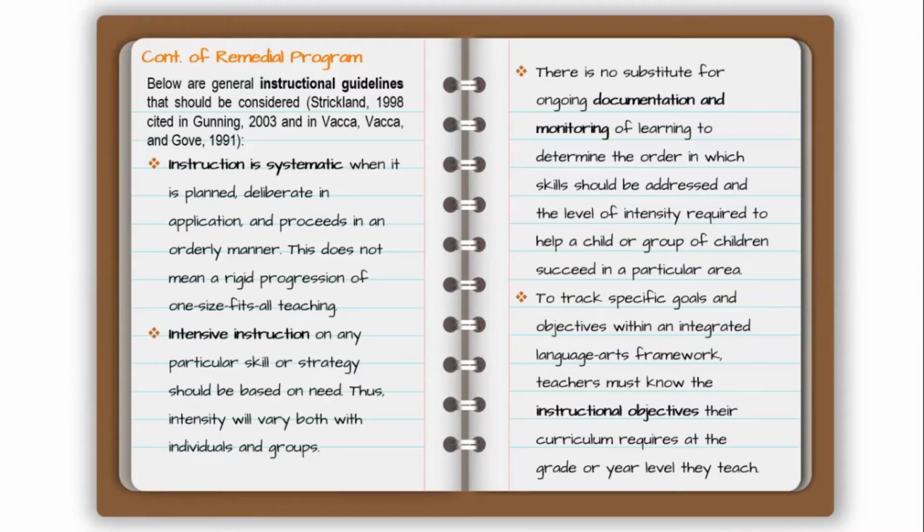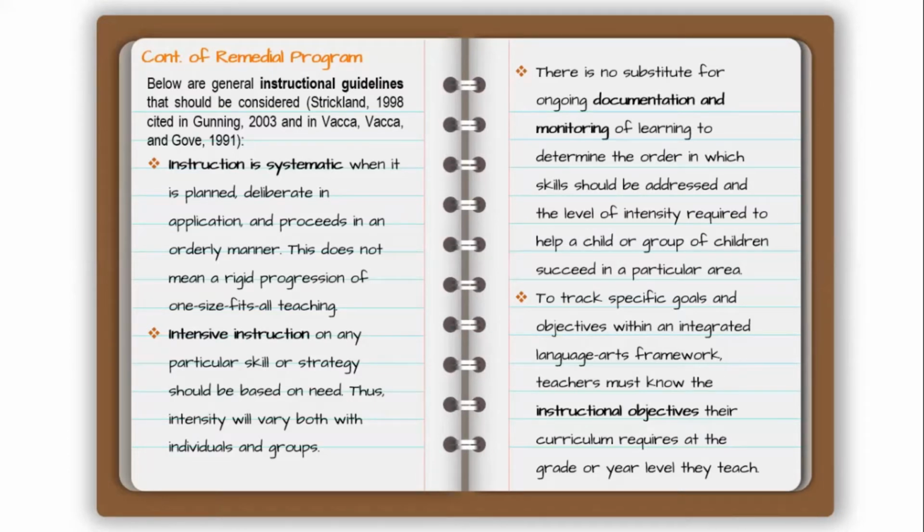The first one, instruction is systematic when it is planned, deliberate in application, and proceeds in an orderly manner. This does not mean a rigid progression of one-size-fits-all teaching. Second, intensive instruction on any particular skill or strategy should be based on need. Thus, intensity will vary both with individuals and groups. Third, there is no substitute for ongoing documentation and monitoring of learning.